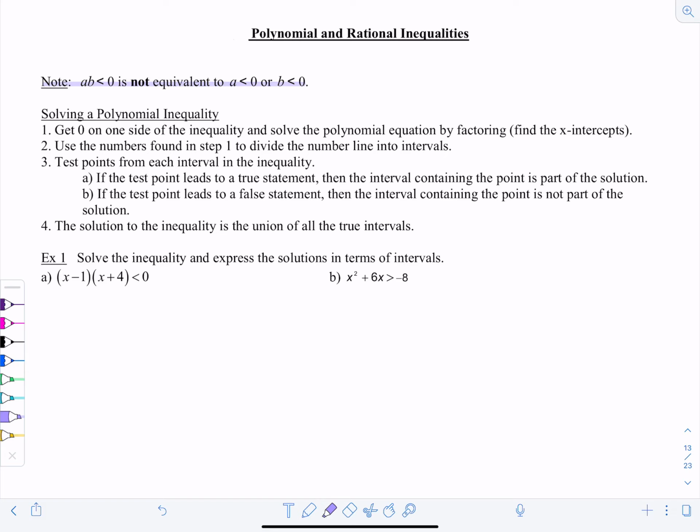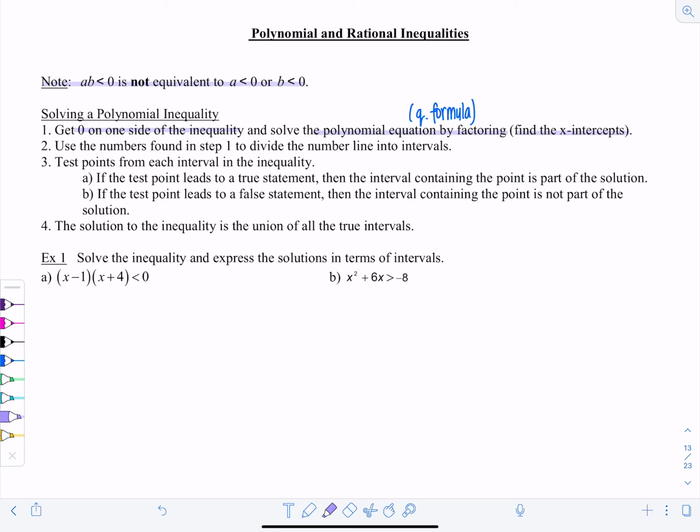You want to get 0 on one side of the inequality, usually the right side's the easiest, and then solve the polynomial equation by factoring. So you're basically going to pretend there's an equal sign, find the zeros, find the x-intercepts. Once in a while, it won't factor, in which case, don't forget about the good old quadratic formula, should you need it.